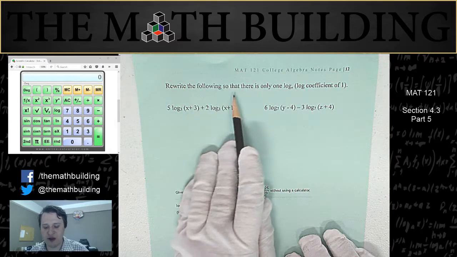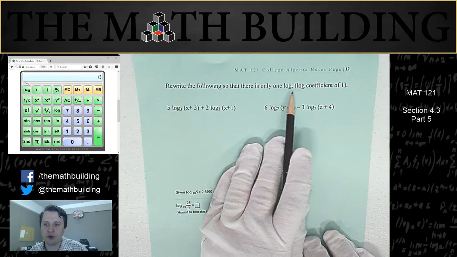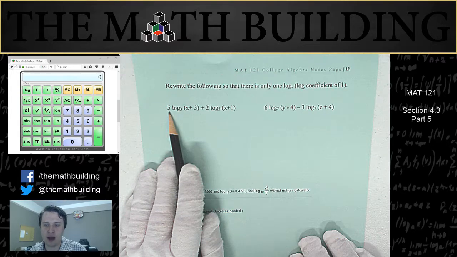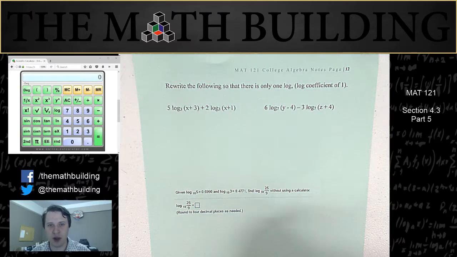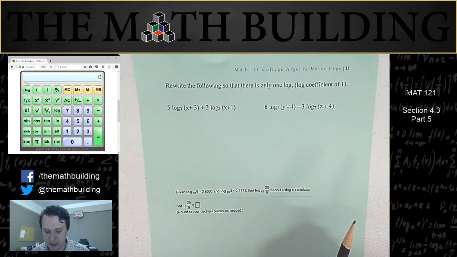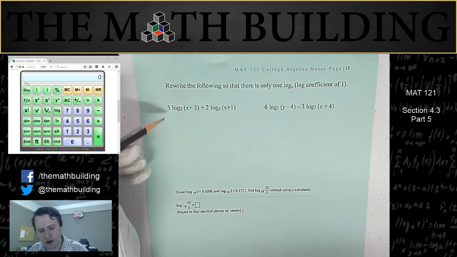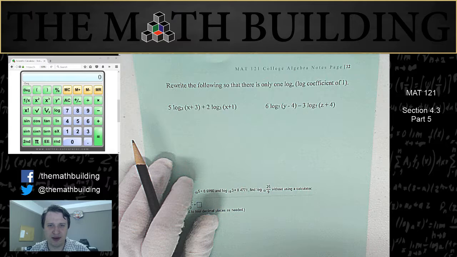So it says rewrite the following so that there's only one log, or so that the number in front of the log is equal to 1. Fortunately, this is kind of straightforward if you know your log rules. Again, this is dependent on you knowing the log rules, so please make sure you memorize them. Essentially what we're going to do here is go backwards compared to what we did in the previous section.